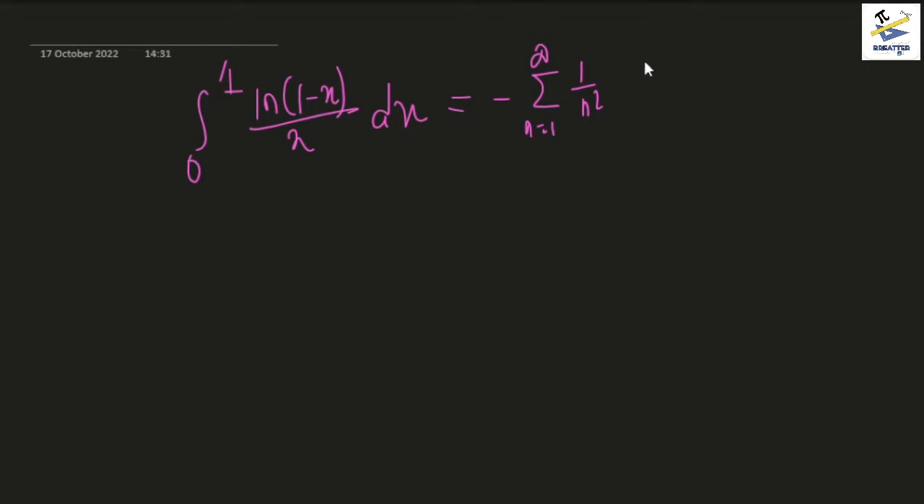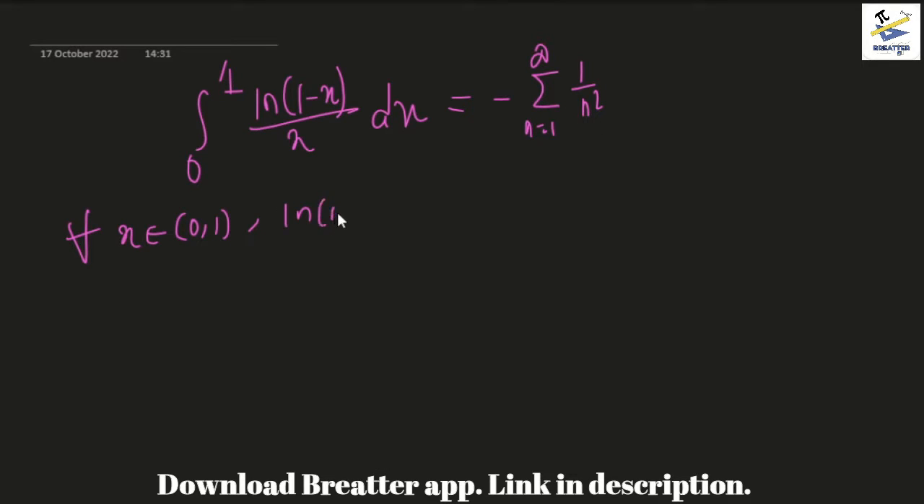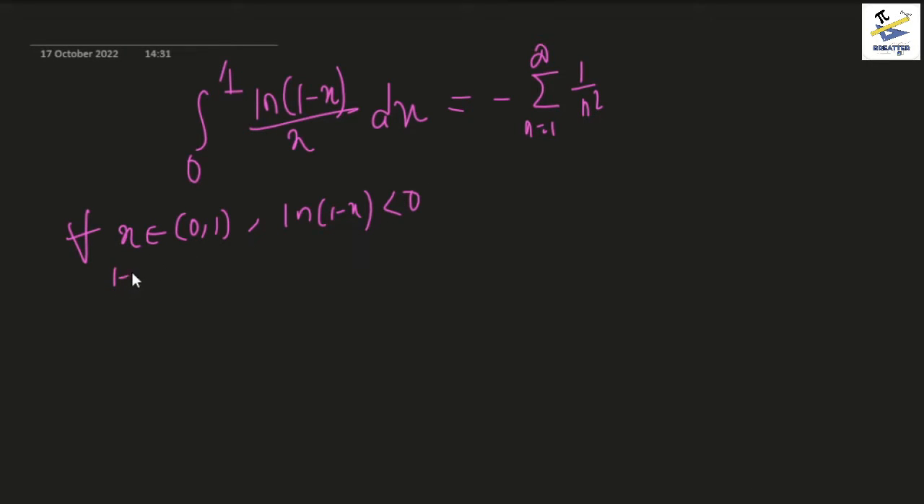Okay, so let us begin by understanding that this integral was turned into this series, right? Negative of the sum from n equals 1 to infinity of 1 by n square. Now why is there a negative sign in front of it? Because obviously if you see, for all x belonging to (0, 1), ln of 1 minus x is less than 0. Because if x belongs to (0, 1), then 1 minus x also belongs to (0, 1), and if the argument of a logarithm is between 0 and 1, it will always be negative, right?